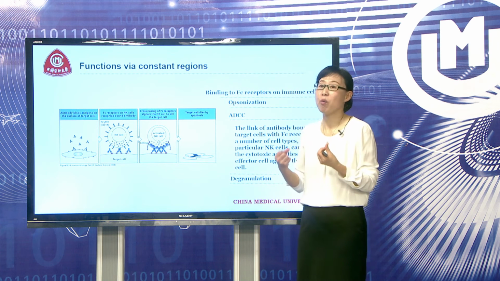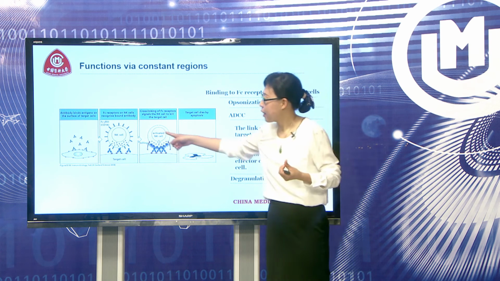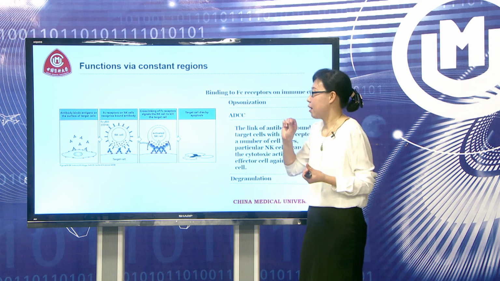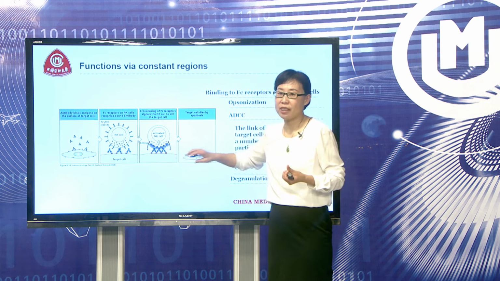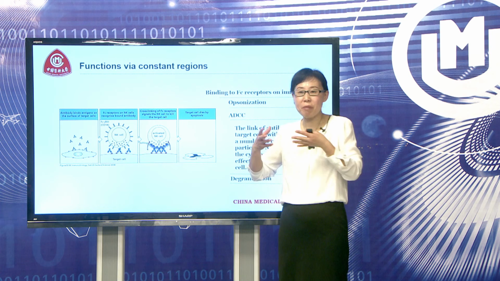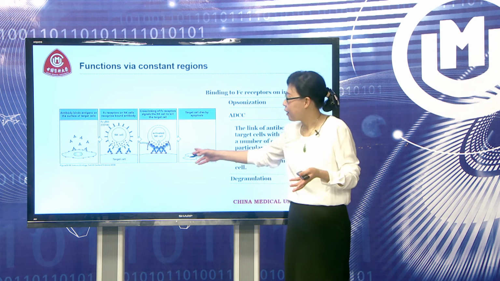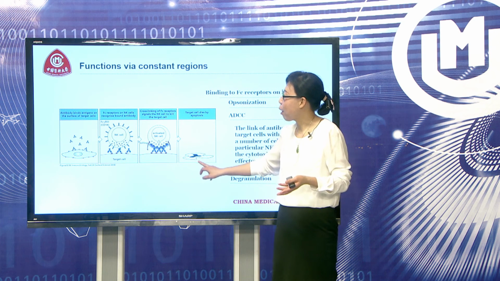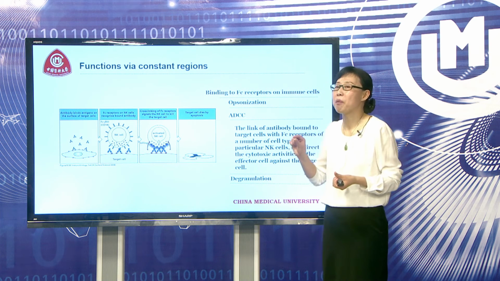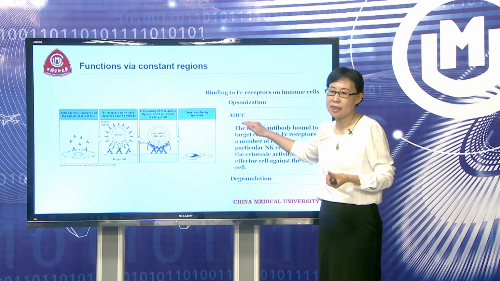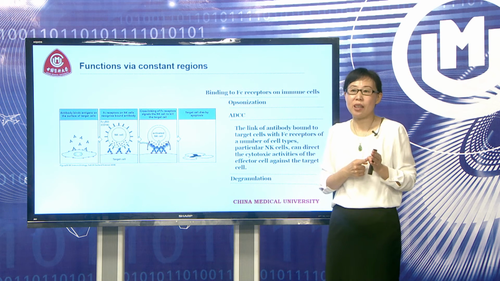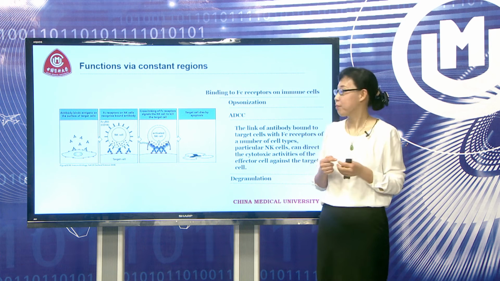NK cells are very important innate immune cells. They contain intracellular granules. Those granules contain some mediators, for example, perforin and granzymes. Once they are activated, those mediators will be released, and then they will lead to the apoptosis of the target cells. So the process is similar to opsonization, but for ADCC, the target cells are mainly tumor cells and virus-infected cells.